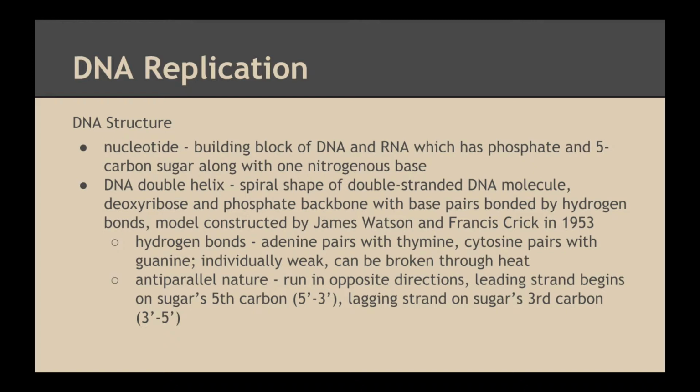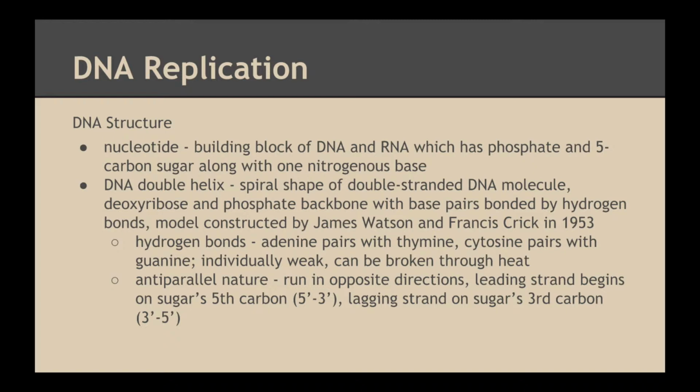This molecule consists of a deoxyribose and phosphate backbone with base pairs bonded by hydrogen bonds. In these hydrogen bonds, adenine pairs with thymine and cytosine pairs with guanine due to the base pairing rule. The hydrogen bonds are individually weak and can be broken through raising the temperature. The anti-parallel nature of DNA is due to the strands running in opposite directions.